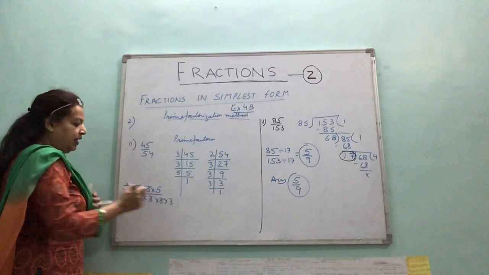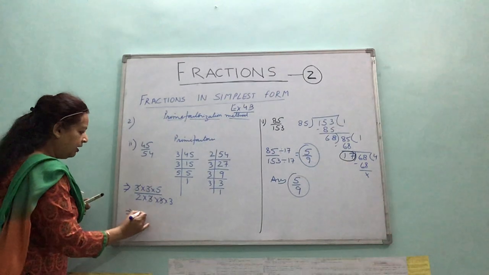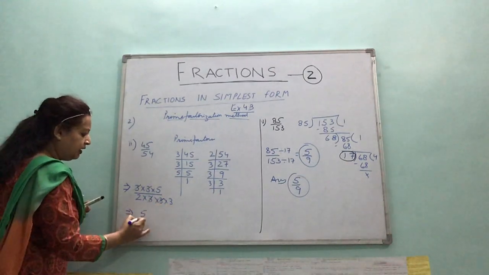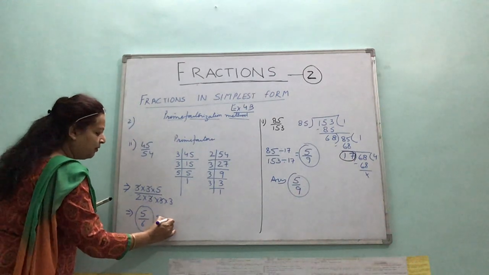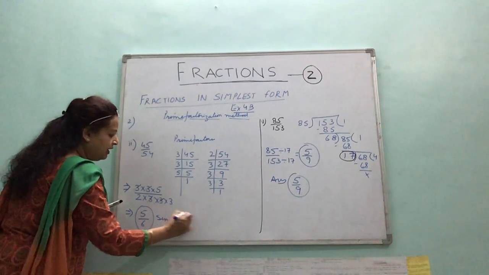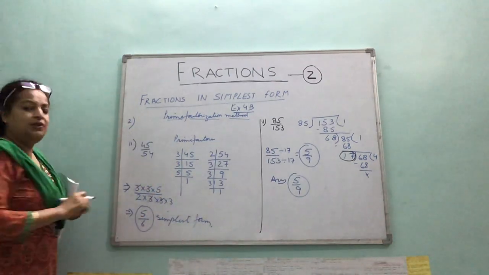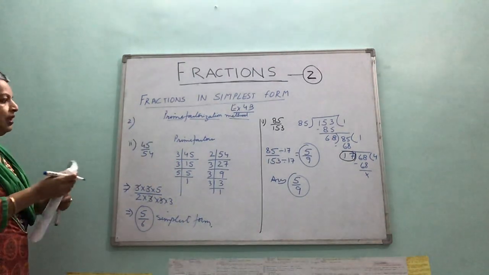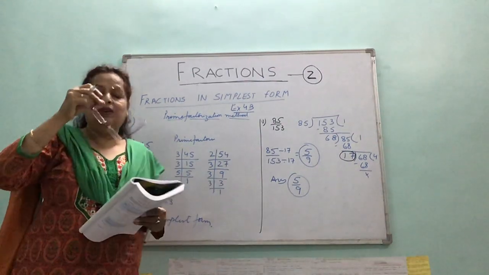3, 3. What is remaining? 5 over 2 into 3, 6. So this is the simplest form. This is also very easy. So it is reduced to simplest form. Want to take a bigger one? Or I think you can do on your own, children.